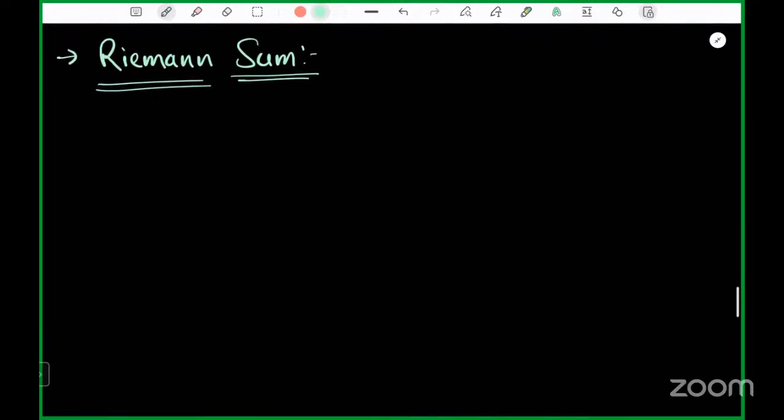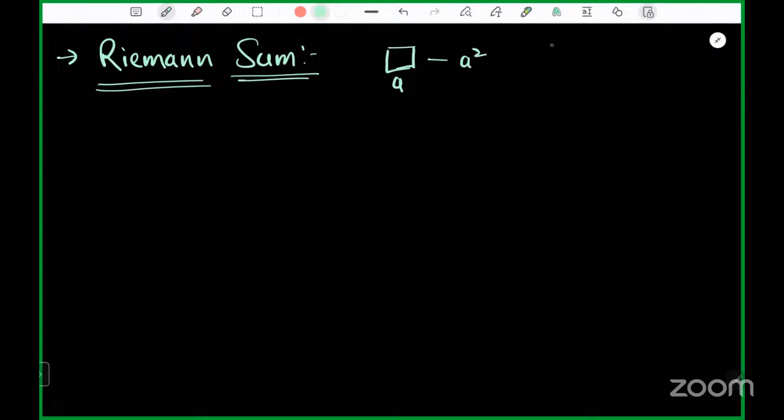Let's go now to Riemann sum. So what does Riemann sum mean? First of all, what is the problem we want to solve here? We want to find the area under the curve or the area of any particular region. Initially we know how to find the area of a square, right? The area of a square is nothing but the square of each side length. If the length of a side is a, then the area is a square.